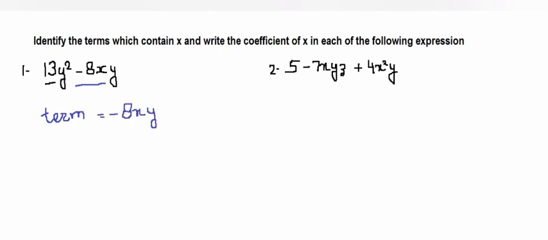Now the coefficient of x means we will leave x and the rest will be our answer. So the coefficient here will become minus 8y.